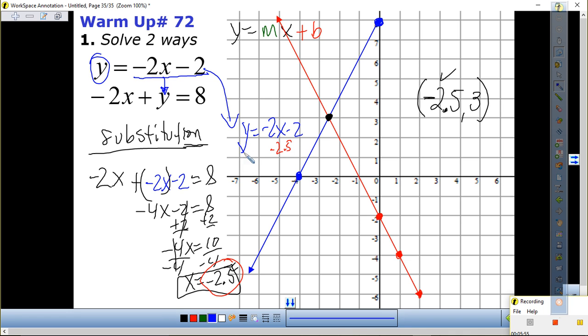So I bring down the y, y equals negative 2 times that, minus 2. Y equals negative 2 times 2.5, that's negative 5, minus 2. Y equals negative 3. So my solution is (2.5, negative 3). Is that the same as this?